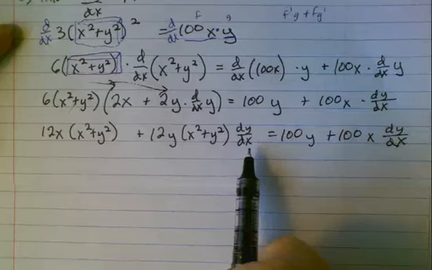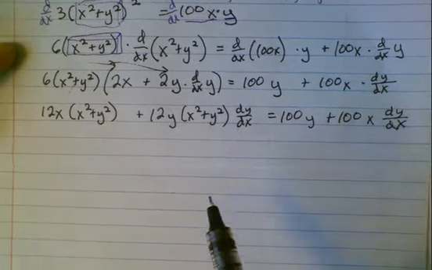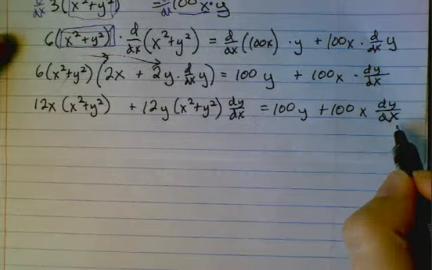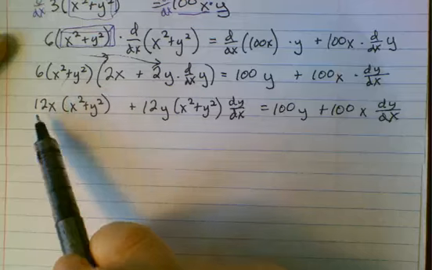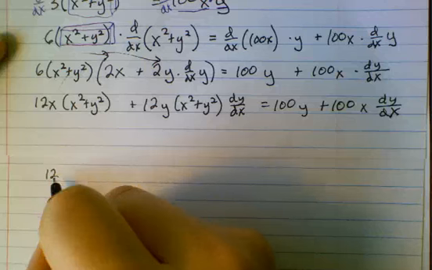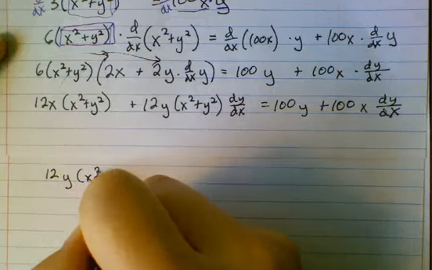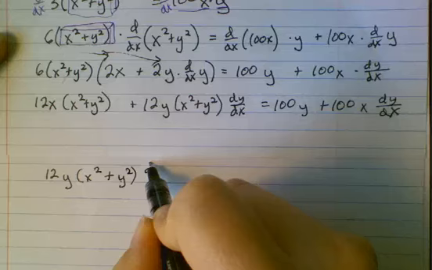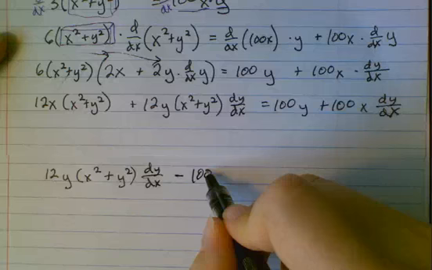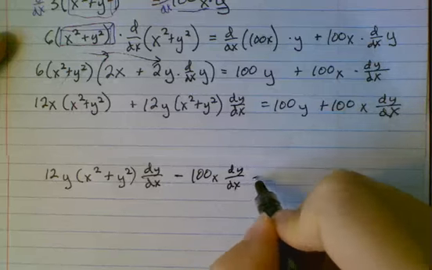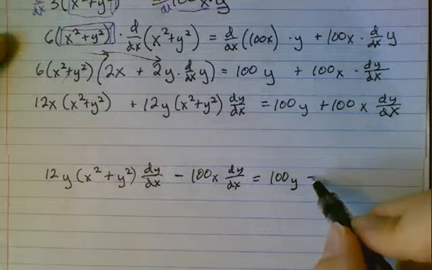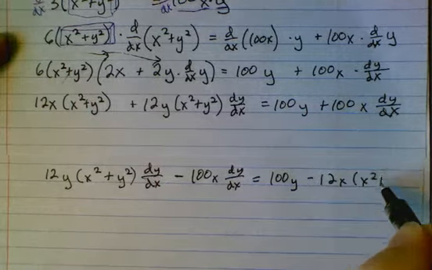Now, let's just get all our dy/dx's on one side of the equation. So I'm just going to subtract the 100x dy/dx over here, and I'm going to subtract this to get it over there. So I've got 12y(x² + y²) dy/dx. And then I'm going to subtract this 100x dy/dx, so all my dy/dx's are on this side. And over here I've got 100y, and then I subtracted this, minus 12x(x² + y²).